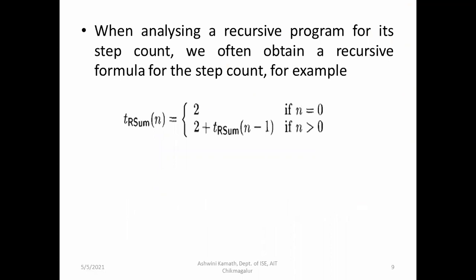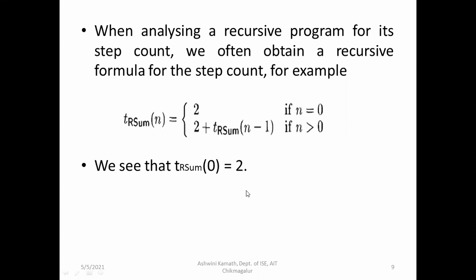So TRSum of n is equal to 2 if n is equal to 0. If the condition is true, if n is less than or equal to 0, then it will increment the count by 2. So TRSum of n is equal to 2 if n is equal to 0. Otherwise, TRSum of n is equal to 2 plus TRSum of n minus 1. Whatever might be the count for TRSum of n minus 1, every time it will be added. Usually it will be 2 plus 2 plus 2 plus 2. Like this, it will add until the recursive summation terminates.